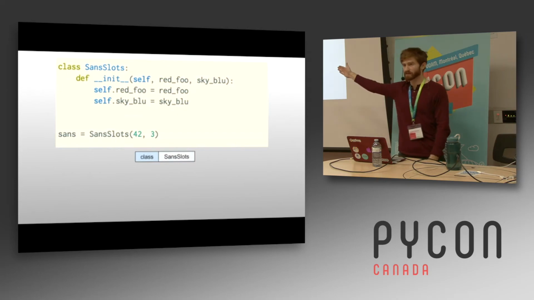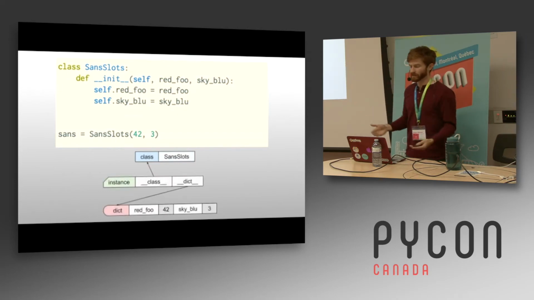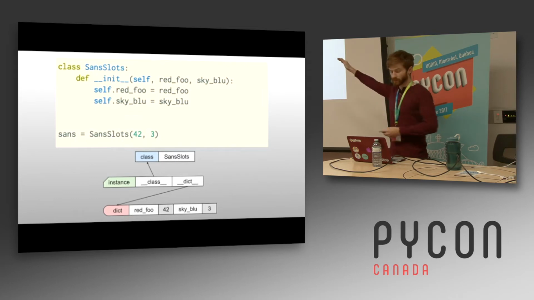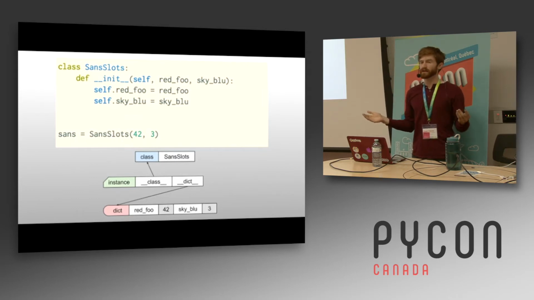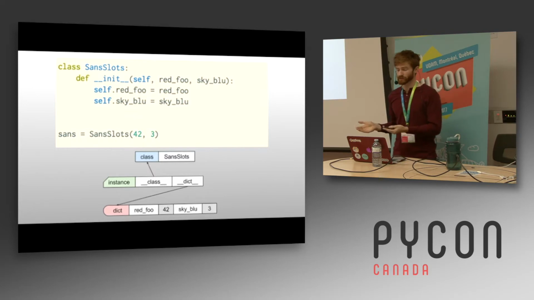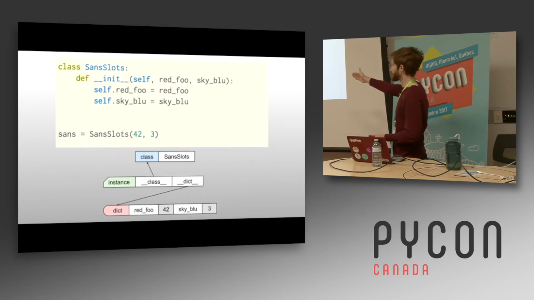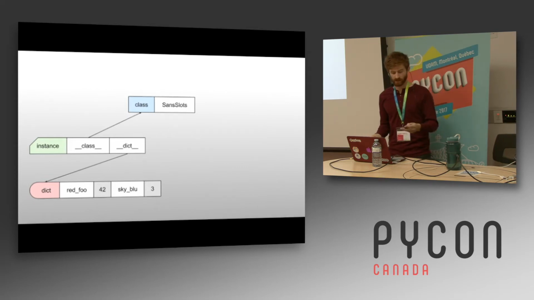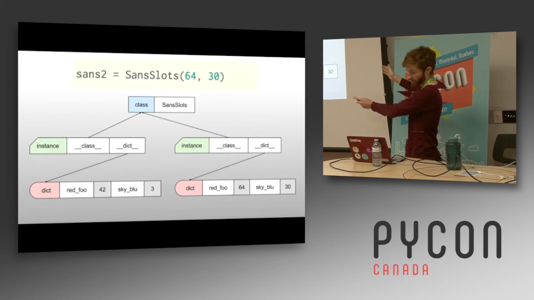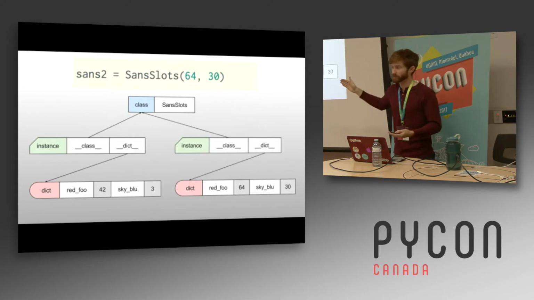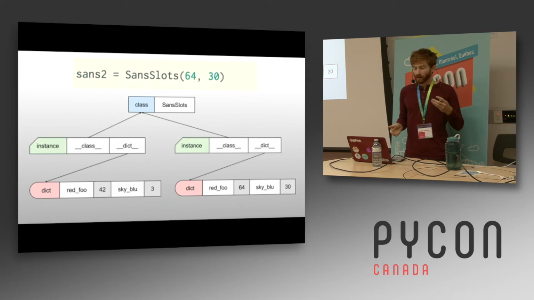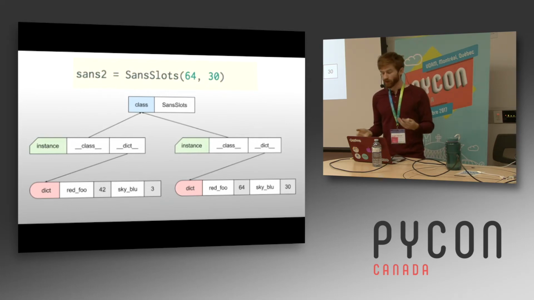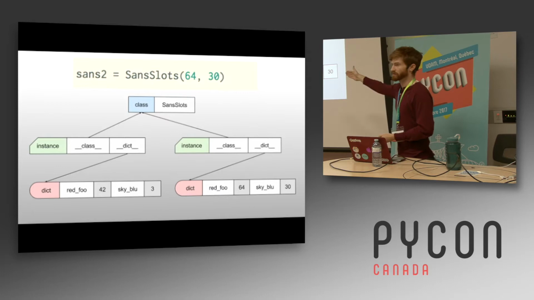Here we have the class sans-slots, and when we instantiate the object, the interpreter creates a new object instance and a new dictionary to store attributes for that instance. Here we see that it has the keys red foo and sky blue. This is the same thing, just rearranged a little. When we create a new instance of the class, the interpreter does the same thing as last time. It allocates memory for the instance and for the dictionary. See that we're storing almost the same dictionary twice, just the values are different.